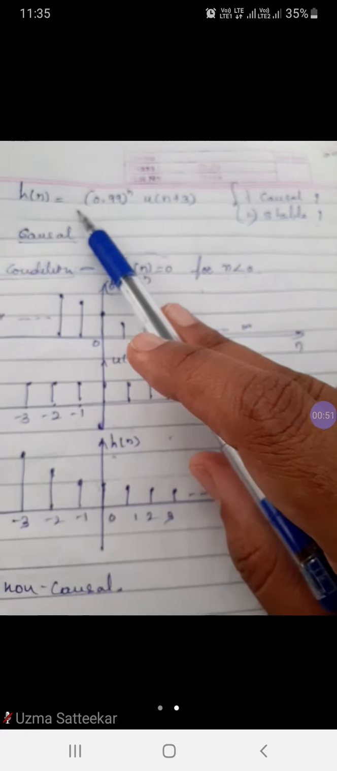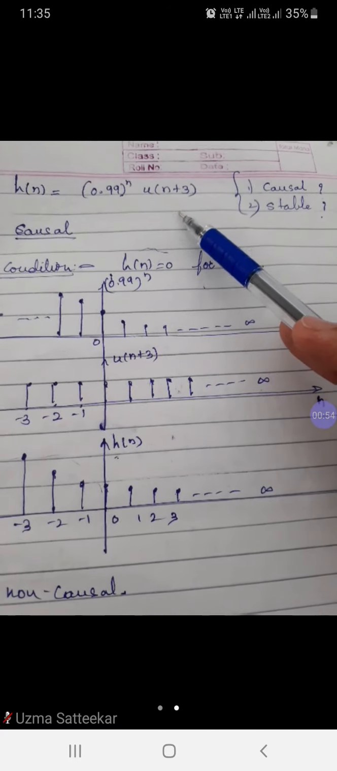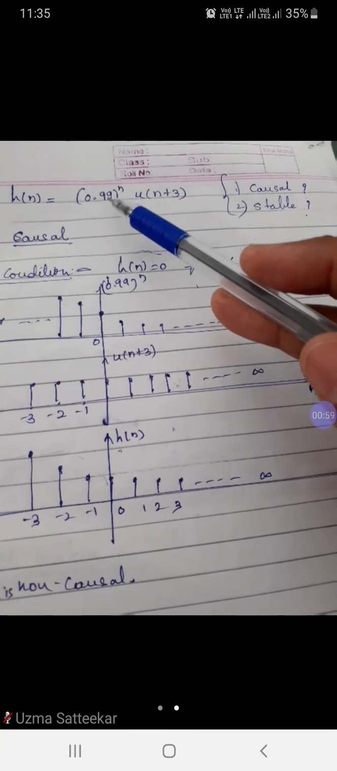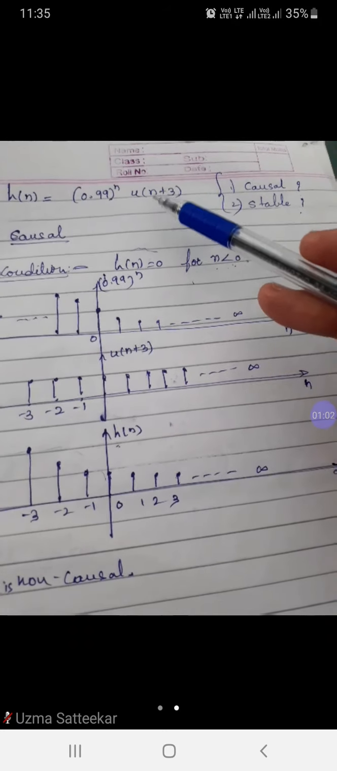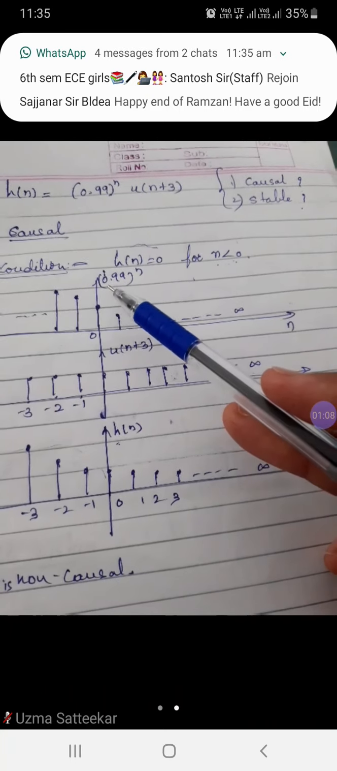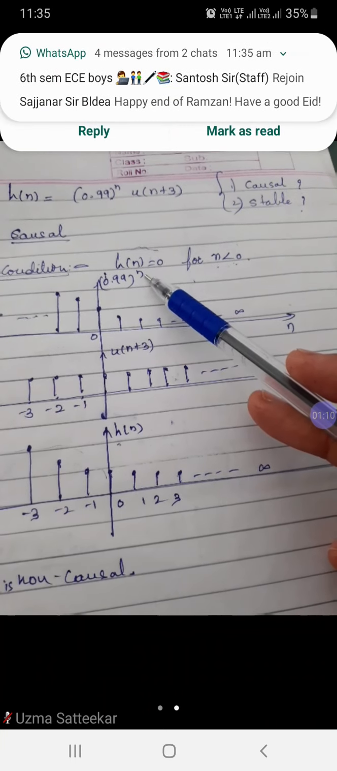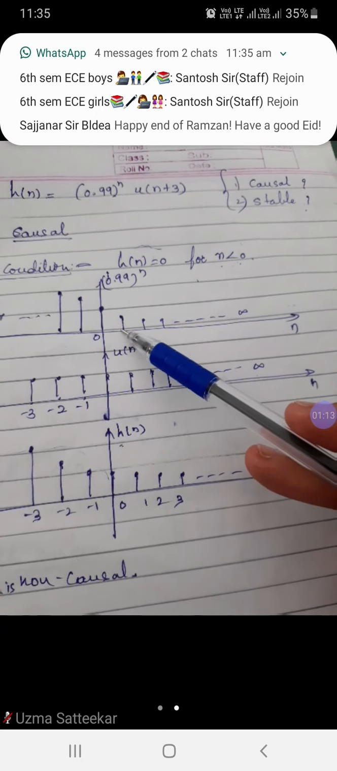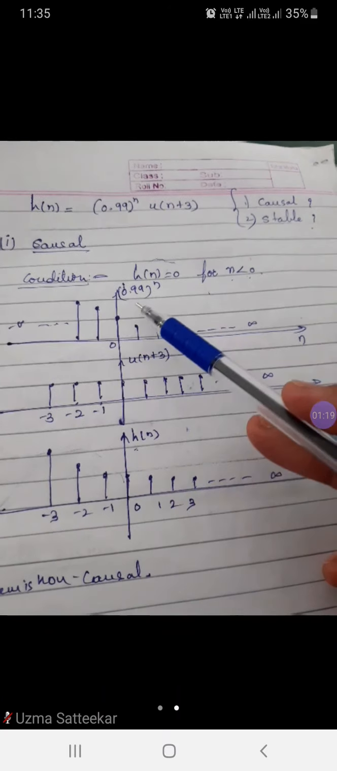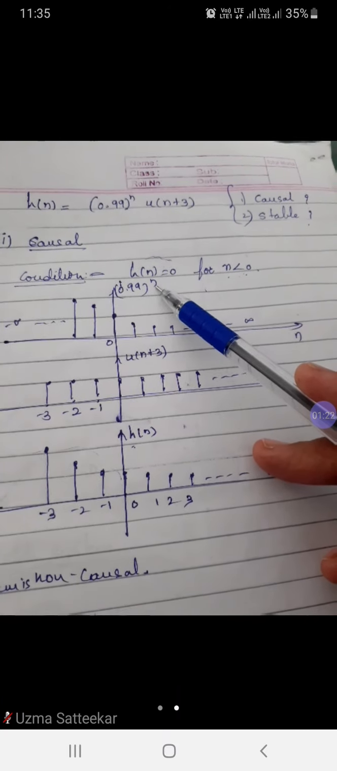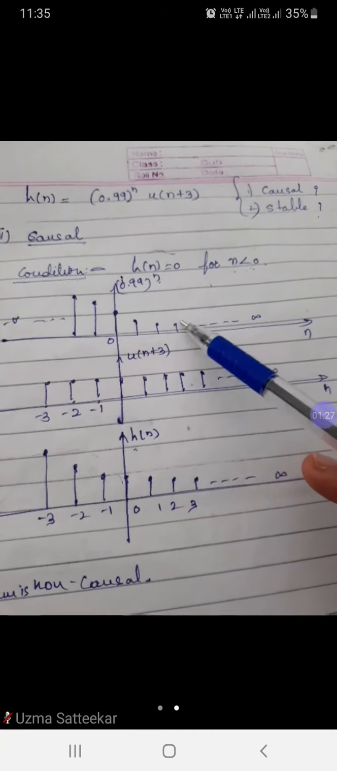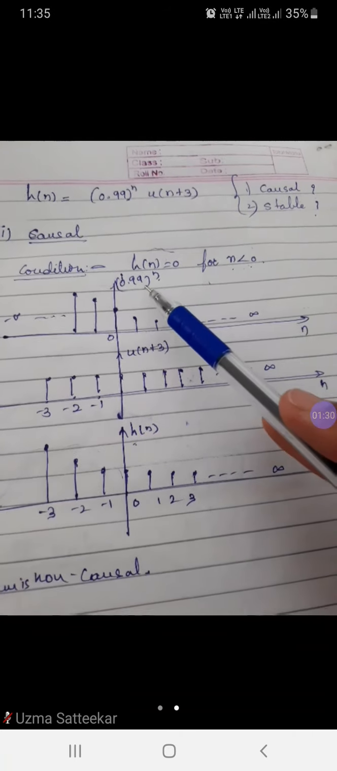Let us try to draw the signal h of n and then we will see whether the signal exists on the left hand side. Signal is divided into two parts, 0.99 raised to n and u of n plus 3. We will draw these two separately and then multiply them. First, 0.99 raised to n. Go on substituting n values from 0, 1, 2, 3, 4 as well as minus 1, minus 2, minus 3 and so on. If you calculate the values, you will get an exponentially decaying curve like this, 0.99 raised to n.